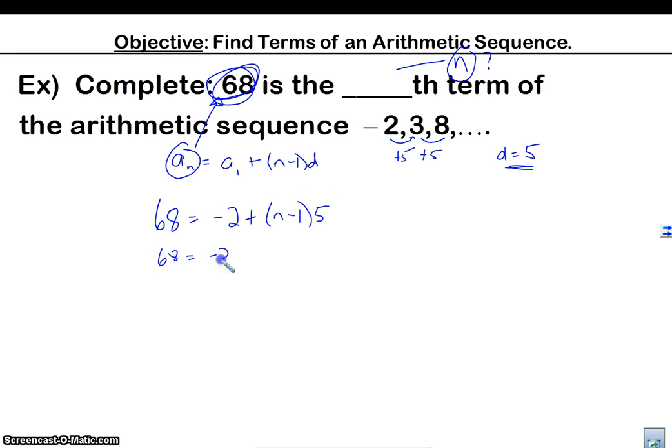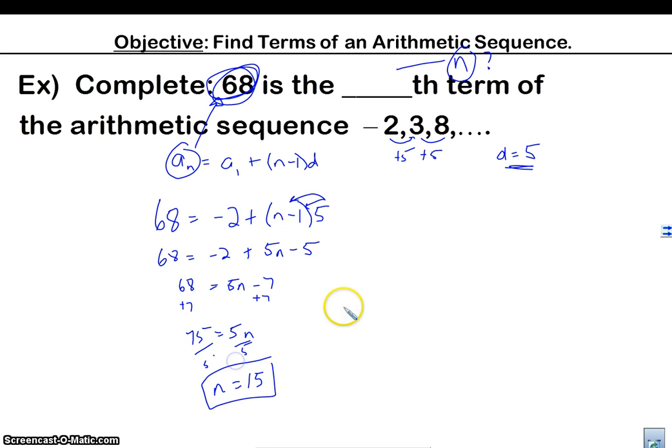68 equals negative 2 plus, I got to distribute, 5n minus 5. Then we have 5n minus 7. Add 7 to both sides. 75 equals 5n. Divide by 5. And n is equal to 15. All right, there you go.